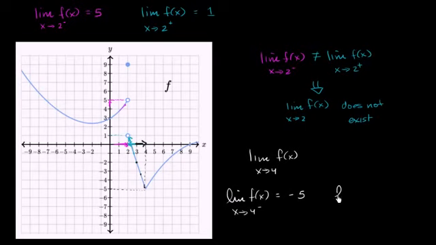And if we were to ask ourselves the limit of f of x as x approaches 4 from the right, from values larger than 4, well, same exercise.